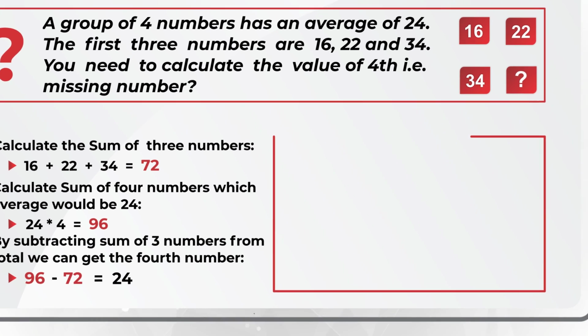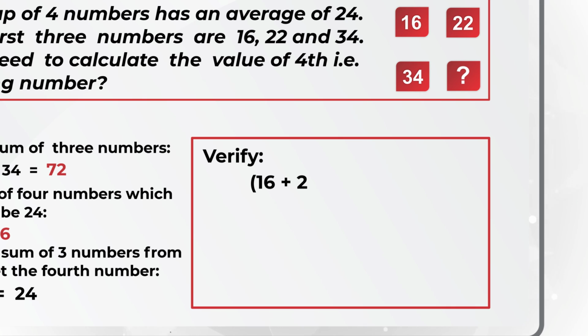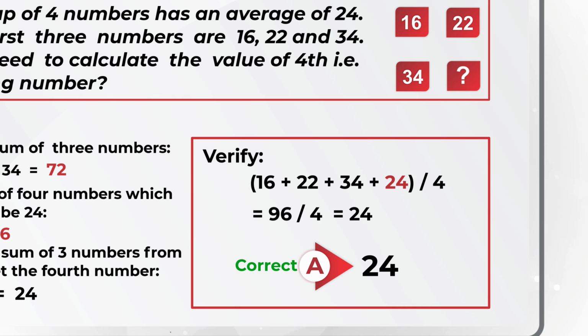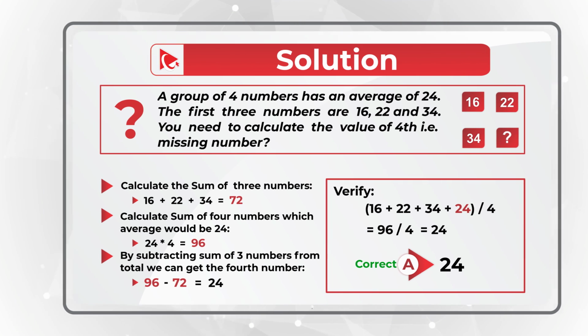Let's verify this. 16 plus 24 plus 34 plus the missing number 24, divided by 4, equals 96 divided by 4, which equals 24. Hopefully you've nailed this question and now know how to answer similar problems on the test.